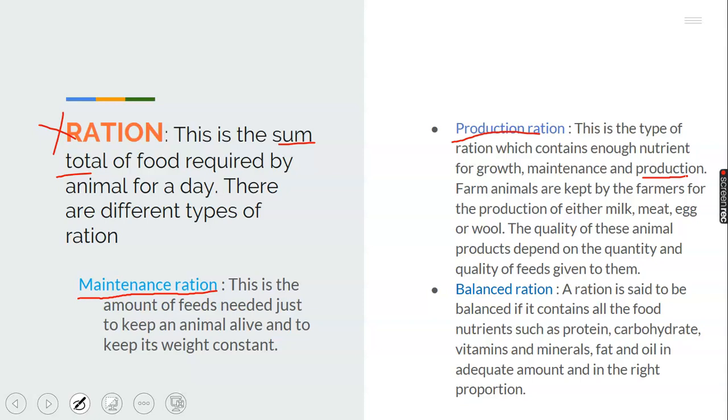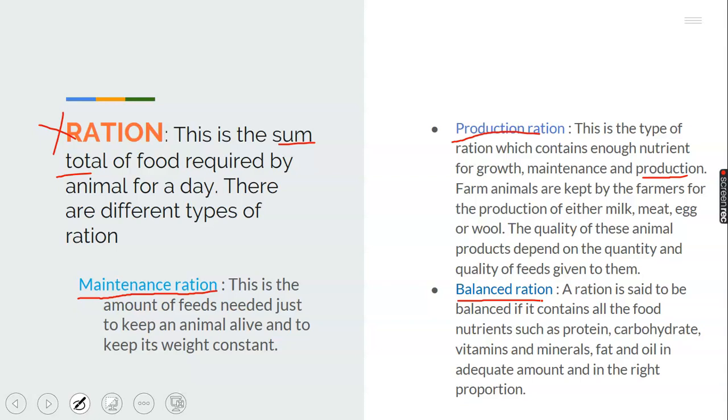The last one is balanced ration. This is very important. Even we human beings, we require balanced ration. Your meal or your food must be balanced. It must contain all classes of food.